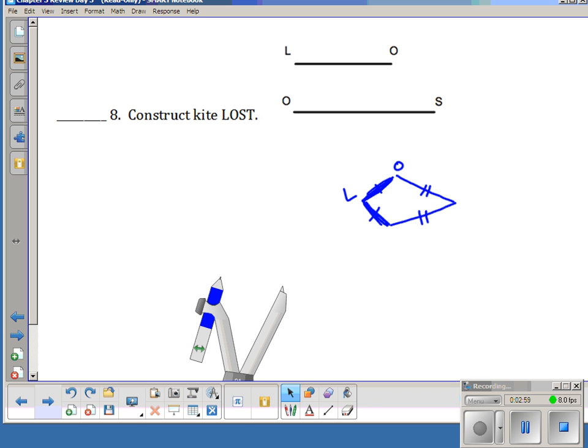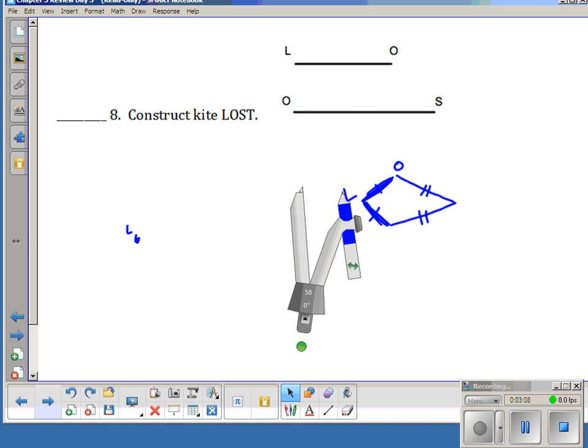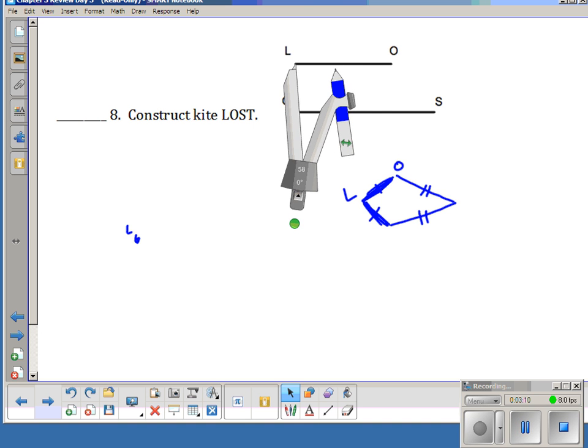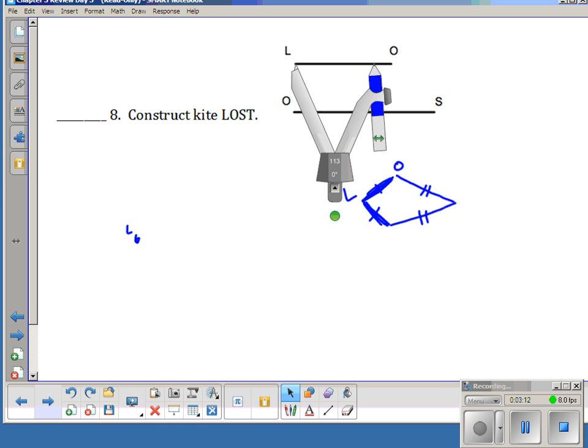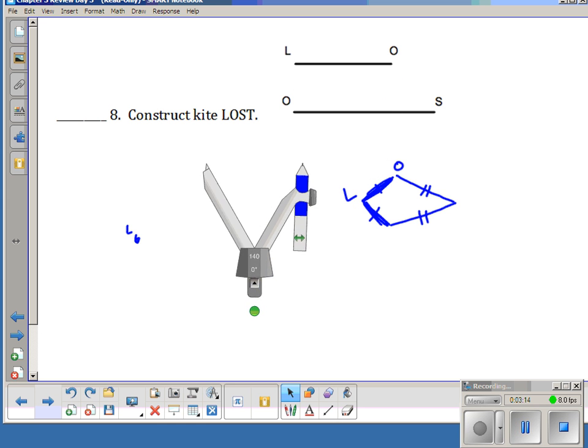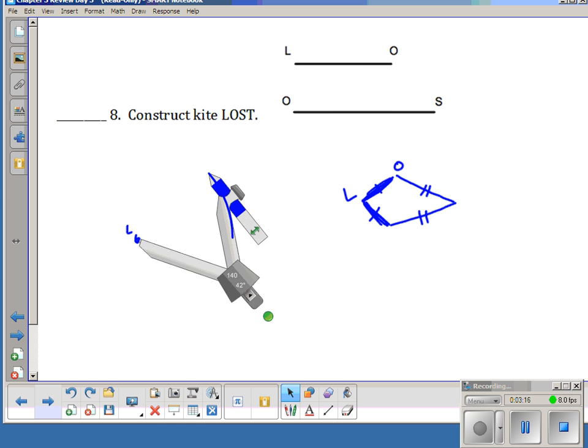So to start, I'm just going to pick a starting point and call it L, and I'm going to duplicate LO. So I'm going to go up here, measure the width, and I'm going to go to my starting point, and I'm going to make one big arc.